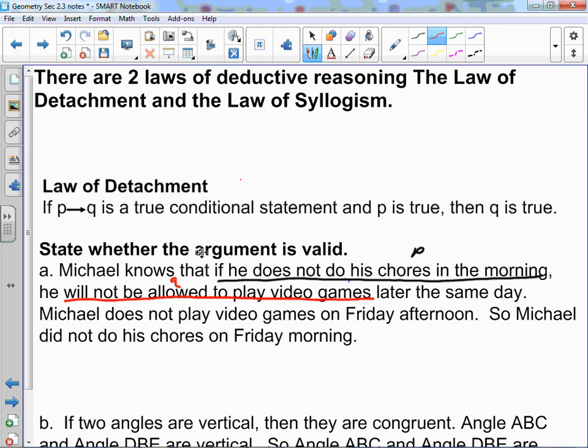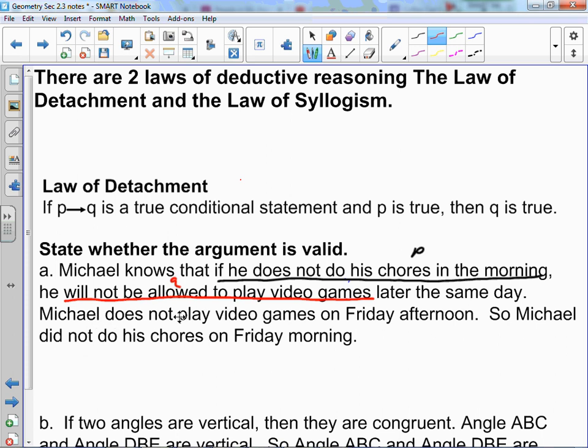So it says Michael does not play video games on Friday afternoon, so Michael did not do his chores on Friday morning. So this is saying that since he didn't play video games in the afternoon, he must not have done his chores in the morning. Which law of detachment says if the P portion is true, the Q portion has to be true. And playing video games is not the P portion of the statement, it's actually the Q, right? It's the result. It's what happens if this doesn't happen.